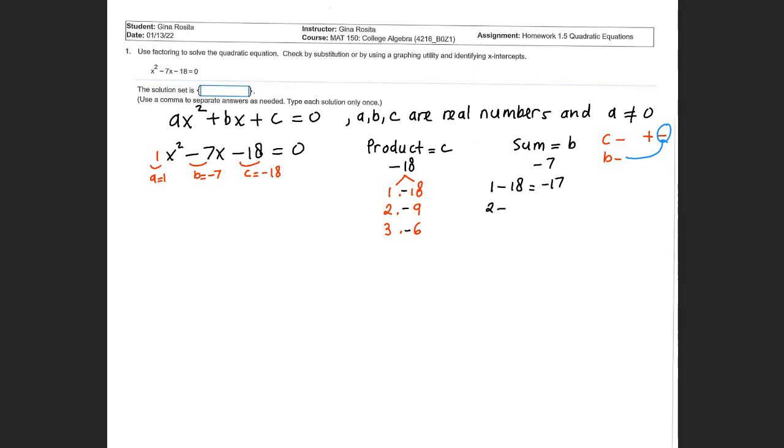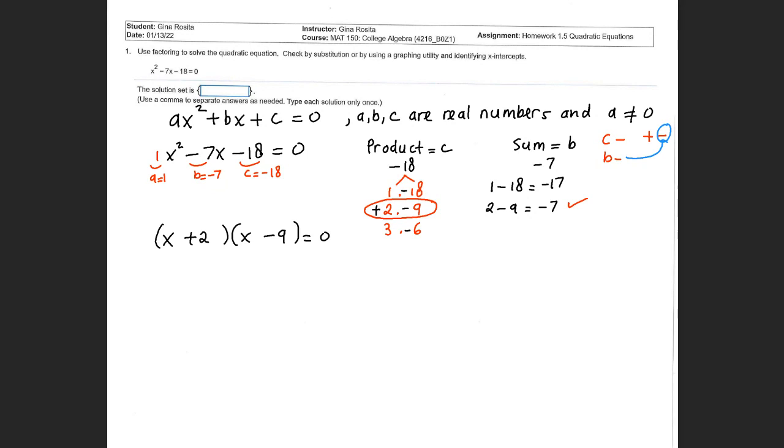2 minus 9 equal negative 7. So we got the answer. So this is negative 7. So we choose 2 and negative 9. So we can factor. It becomes x. You can put like this. Equal 0. Now you can just write down over here. So it becomes plus 2 and minus 9.